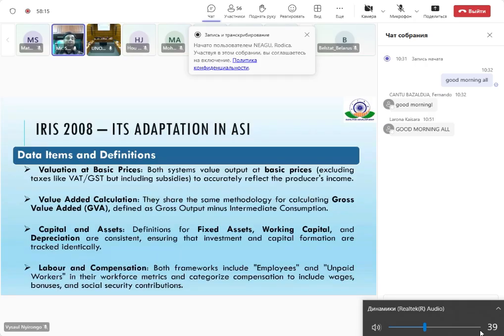Similarly, for labor and compensation, both frameworks include employees and unpaid workers in their workforce metrics and categorize compensation to include wages, bonuses, and social security contributions. So if you compare India's data with the world, you can find common features as followed in IRIS.